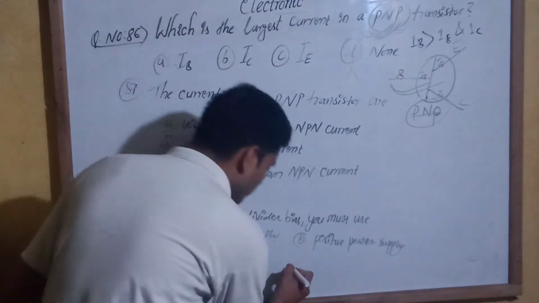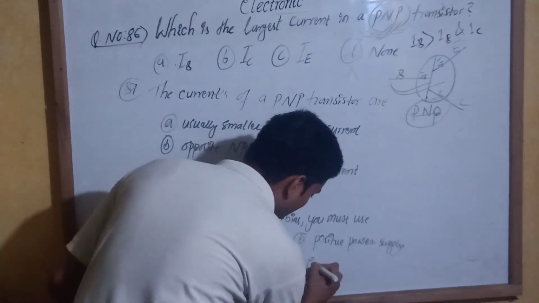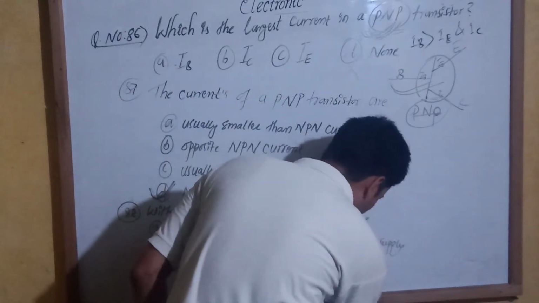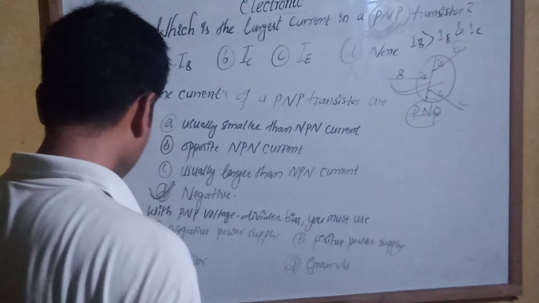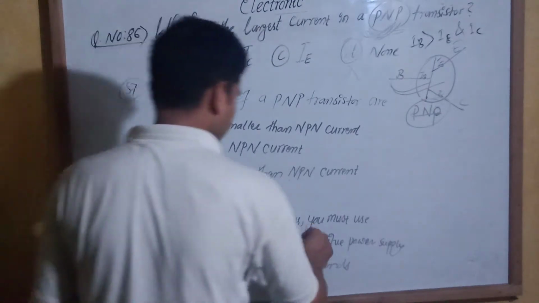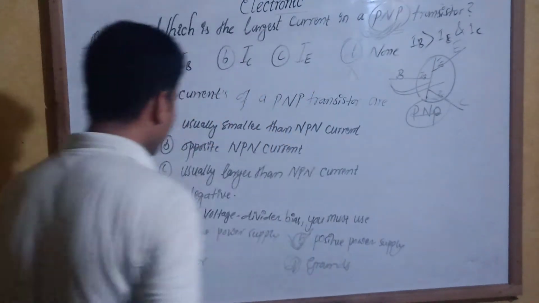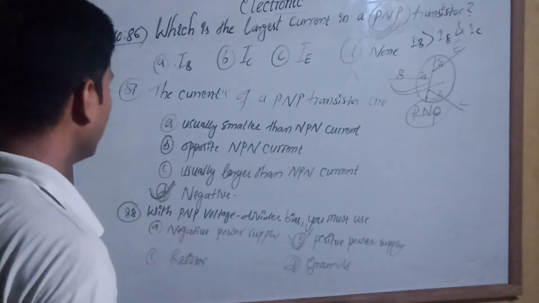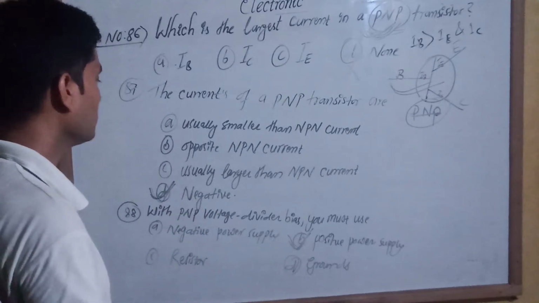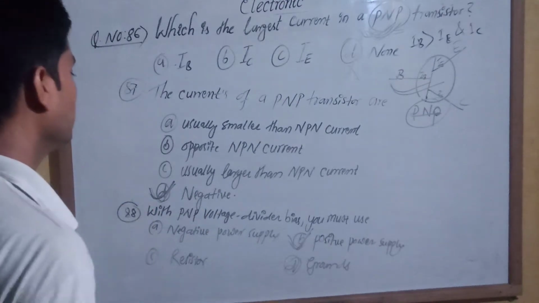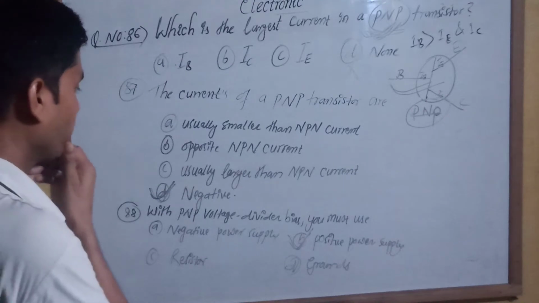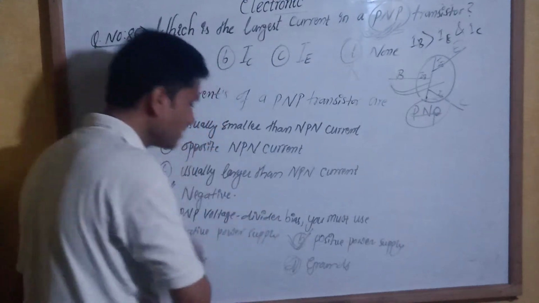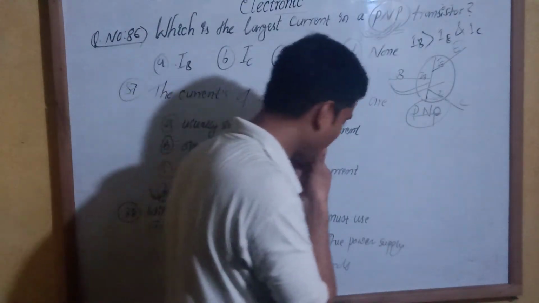And the last option, option D, is ground. Its right answer is option B, positive power supply. With the PNP voltage divider bias, you must use which? In PNP voltage divider bias we use the positive power supply.